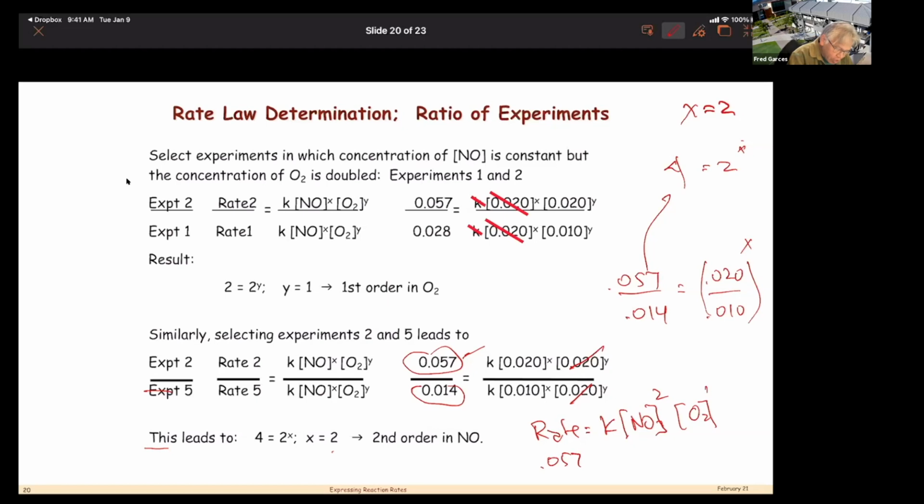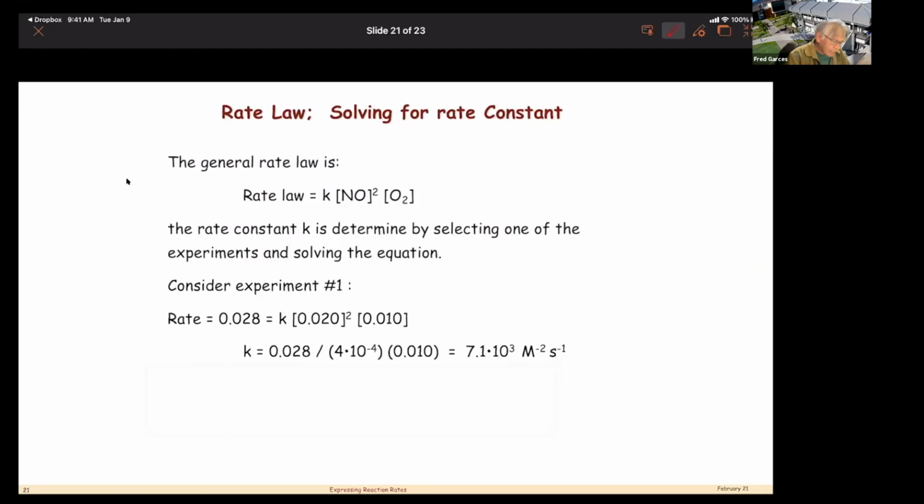We know the concentration of NO, 0.020 squared, and we know the concentration of oxygen, 0.020 first, because those are the values for experiment number 2. All we've got to do now is solve this math equation for K, and then we can calculate the K value.